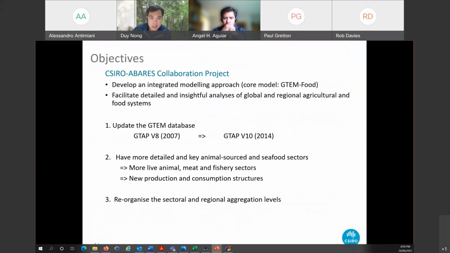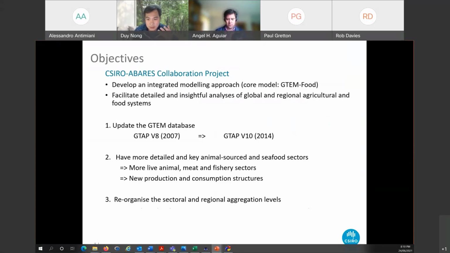So at CSIRO, we have a collaboration project with the Australian government department ABS to develop an integrated modeling approach. We base it on our core model, the GTAP food model, to link with other partial equilibrium models like TIMIS or some other models. The purpose is to facilitate detailed and insightful analysis of the global and regional agricultural and food system.